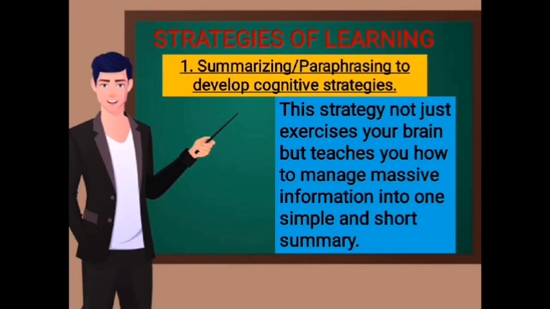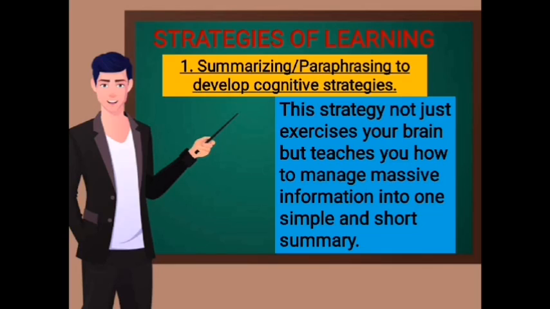Let us now continue with the strategies of learning. First is summarizing or paraphrasing to develop cognitive strategies. This strategy not just exercises your brain, but teaches you how to manage massive information into one simple and short summary. By doing this, it can also be effective to be creative, be detailed in order of items, major factors, or series of events.